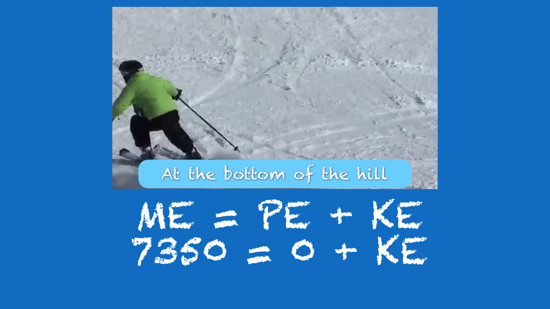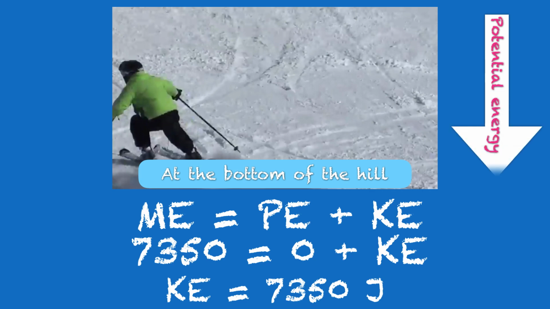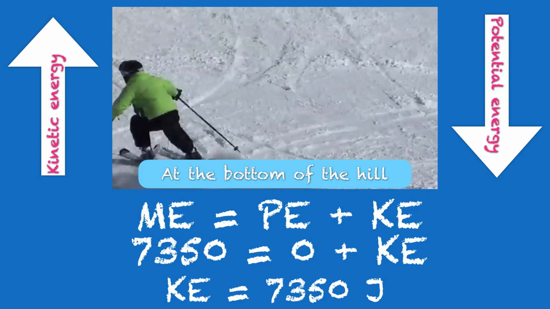Now, let's figure out the kinetic energy. The mechanical energy is the energy that is equal to the potential energy plus the kinetic energy. Now, let's replace each term by its value. In the place of the mechanical energy, we write 7,350, and in the place of the potential energy, we write 0. This equation will show clearly that all the potential energy stored by the skier on the top of the hill is completely converted into kinetic energy at the bottom of the hill.